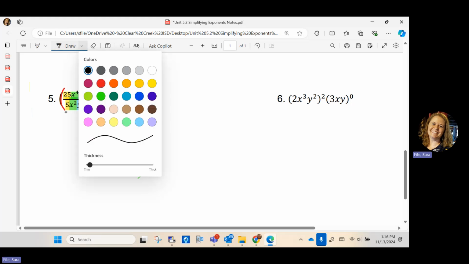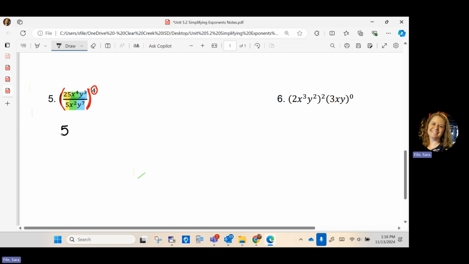So on the inside, 25 divided by 5 is 5. And then that would be x, and then 4 minus 2. And then y to the 3 minus 7. So that is 5x squared y to the -4. Now all of that is still outside these parentheses with that 4 hanging out there. That didn't go away. So now I'm going to take care of it.